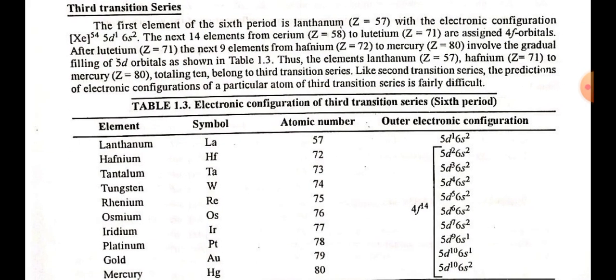Third transition series. The first element of the sixth period is lanthanum with the electronic configuration xenon 54 5d1 6s2. Next 14 elements from cerium to lutetium are assigned 4f orbitals. After lutetium, the next 9 elements from hafnium to mercury involve gradual filling of 5d. Thus, the elements lanthanum, hafnium to mercury, totaling 10, belong to the third transition series. Like the second transition series, the prediction of electronic configurations of a particular atom of third transition series is fairly difficult.